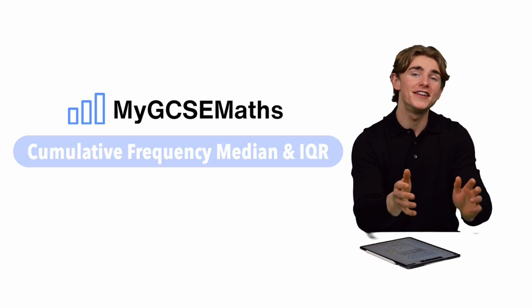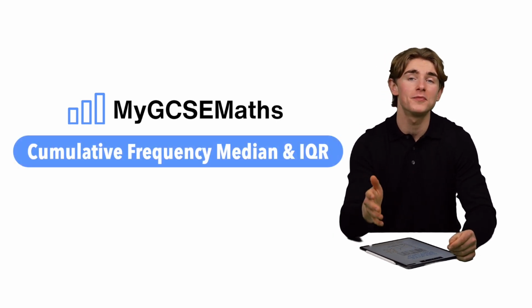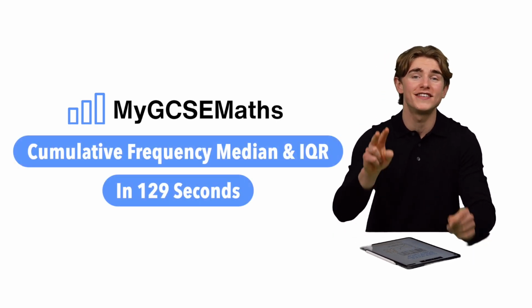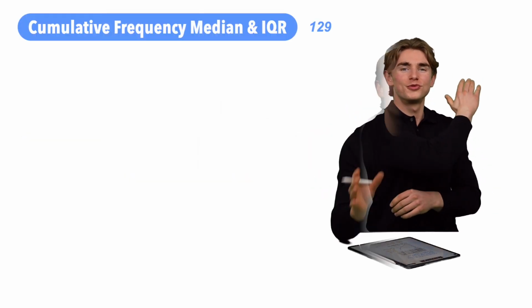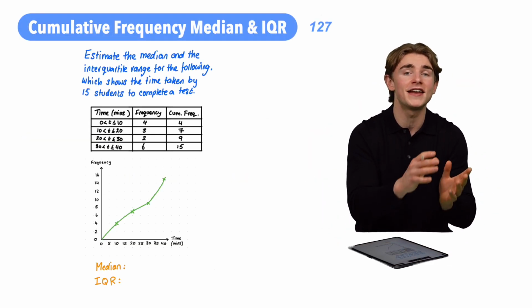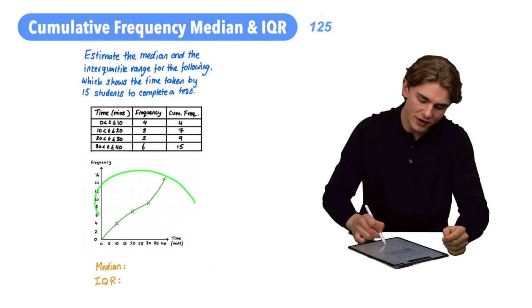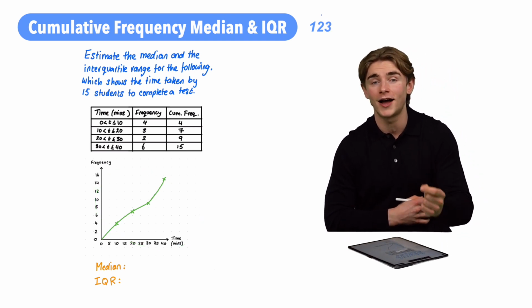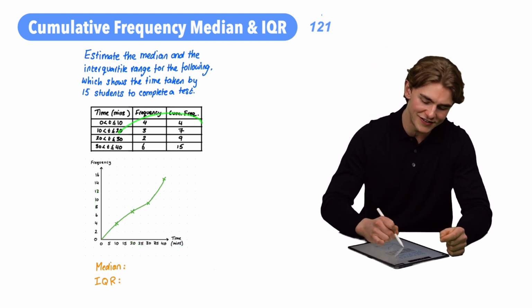How to find the median and interquartile range from a cumulative frequency graph in 129 seconds. Let's go. Questions like this, which involve finding the median and interquartile range from a cumulative frequency graph, come up all the time, guys. Let's have a look at this one and see how it's done.